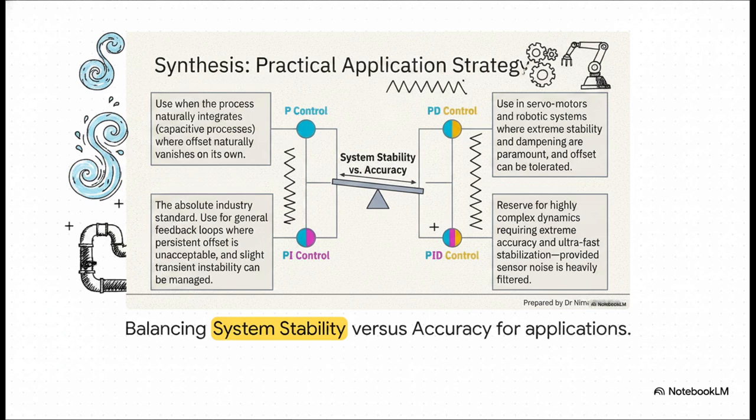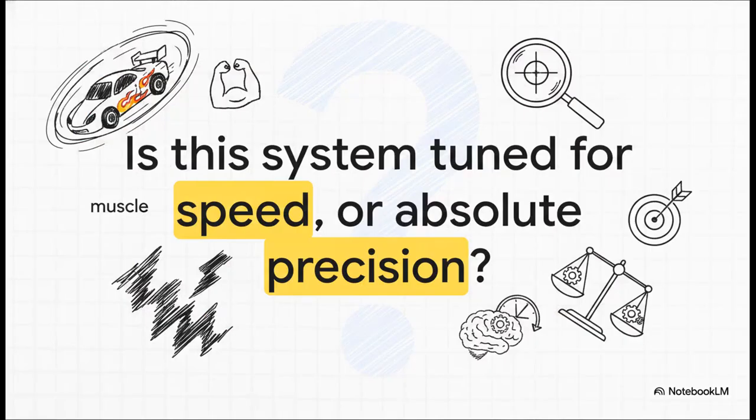On the flip side, PD control is often perfectly reserved for servo motors or robotic arms, where you absolutely must prioritize extreme stability and dampening to avoid crashing, even if it means tolerating a tiny offset error. It's always a game of give and take. Understanding how tuning optimizes systems is exactly what makes modern automation possible. By carefully weighing the muscle, the memory, and the anticipation, engineers can tame the chaos of the physical world.